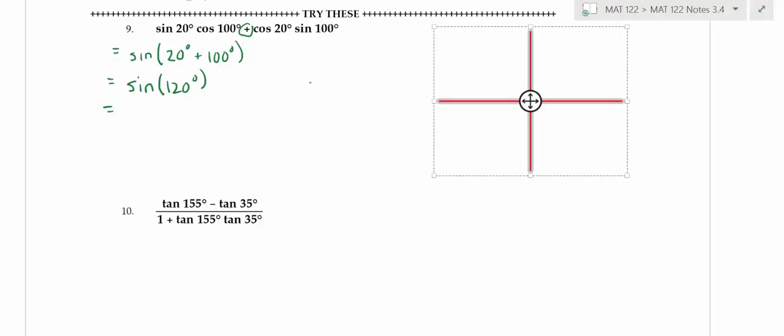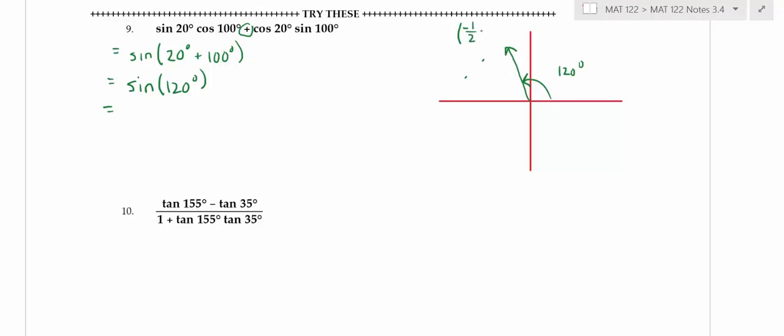Okay, so on a unit circle, 120 is a quadrant 2 angle that corresponds to this place. On the unit circle, the x value is negative 1/2. The y value is positive, square root of 3 over 2. So if we're doing the sine, we're looking at the y value on a unit circle. So that will end up being square root of 3 over 2 as the result to the problem.